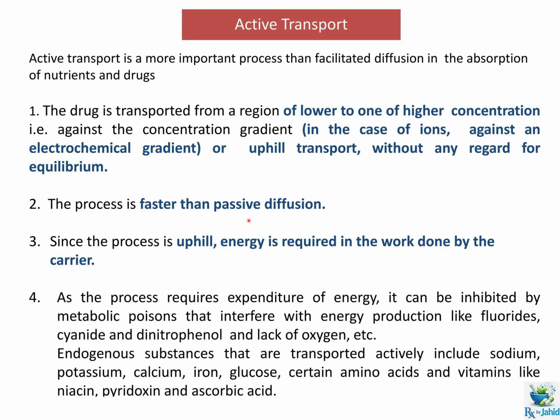The process is faster than the passive diffusion. Since the process is uphill, energy is required in the work done by carrier. As the process requires expenditure of energy, it can be inhibited by metabolic poisons that interfere with the energy production like fluorides, cyanides, dinitrophenol, and lack of oxygen. Endogenous substances that are transported actively include sodium, potassium, calcium, iron, glucose, amino acids, vitamins, etc. Usually ions and vitamins are transported by this mechanism.